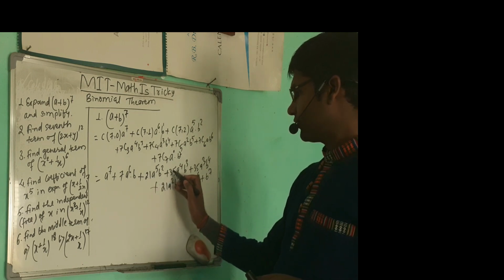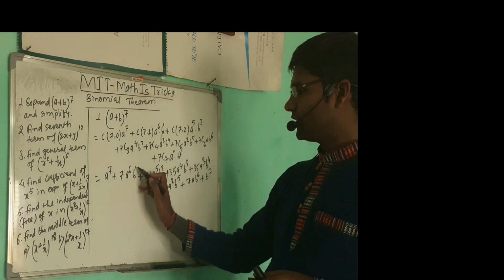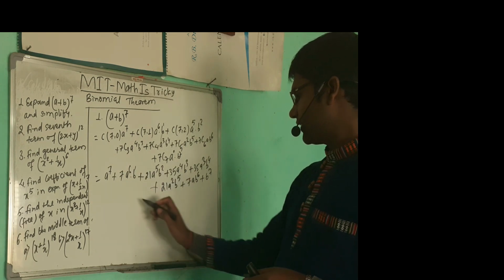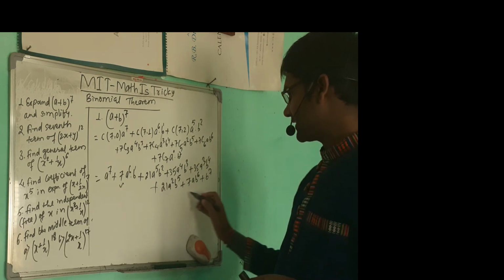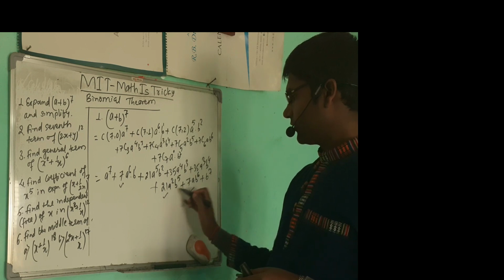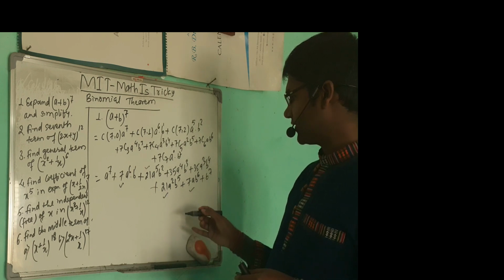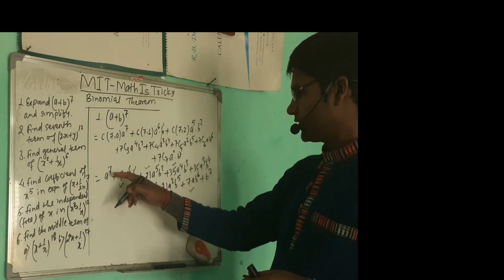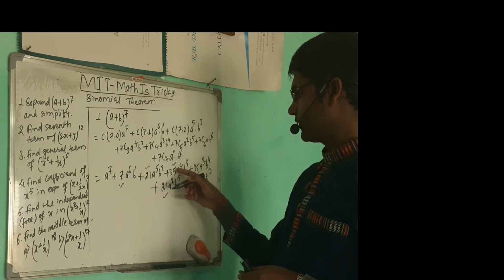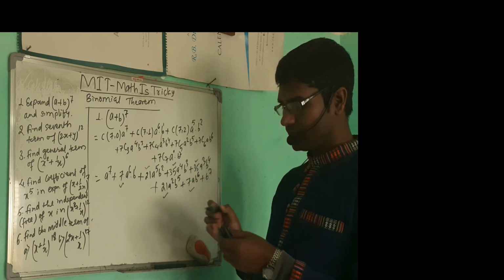1, 2, 3, 4, 5, 6, 7, 8 terms. In each term, the sum of the exponents is 6 plus 1, 7. And now the second term from first and second from last is again 7. Third from first: 1, 2, 3, the third term from last and the third term from first have the same numerical coefficient. The fourth term from first, 1, 2, 3, 4, and the fourth term from last, 1, 2, 3, 4, also have the same numerical coefficient. This is our answer for the first question. Okay, hope you understood this.